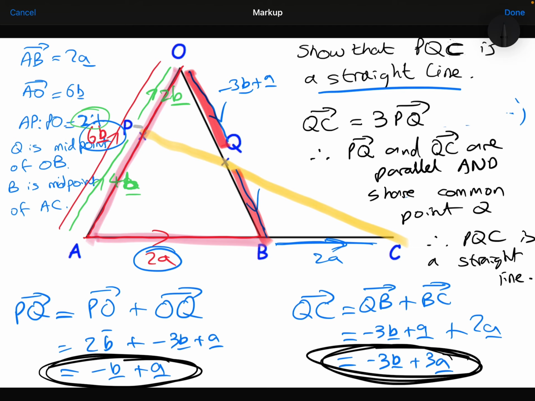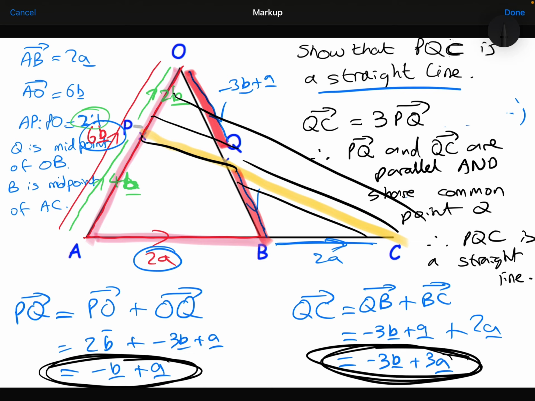So with all of these questions where you're asked to prove that something's a straight line, you need to pick a combination of the vectors. Like I say, it could be PQ and QC, or it could be PQ and PC, or it could be QC and PC. It doesn't matter which combination you pick, as long as those vectors involve the points that are on the line, and as long as they have a common point between them. That's all you need to be able to show to prove that we have a straight line.